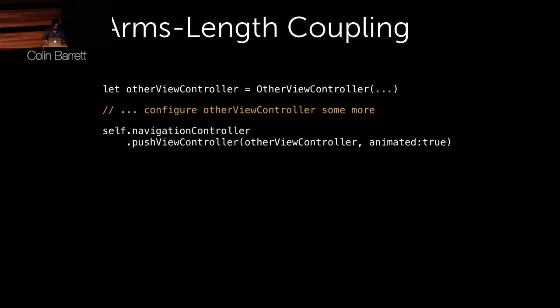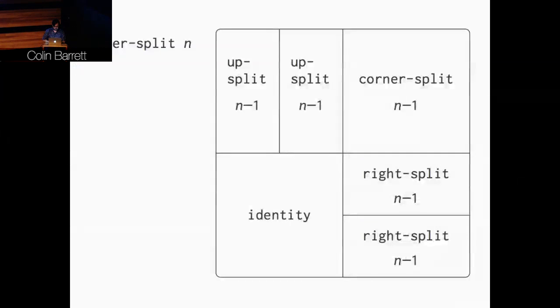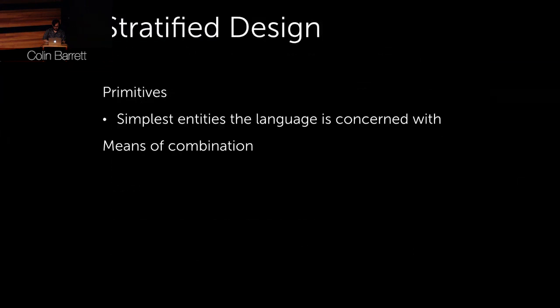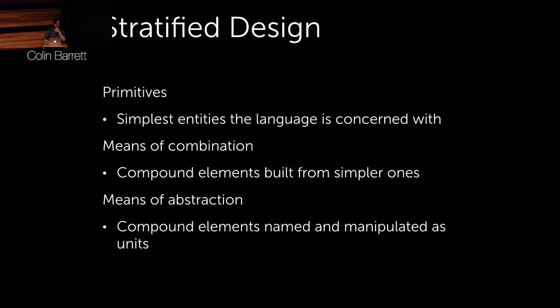Could you go back to the stratified design slide from the beginning? There are two parts of it that seemed similar to me, and I was curious. Yeah, so means of combination and means of abstraction. Can you explain a little bit more, like what the difference would be between those?